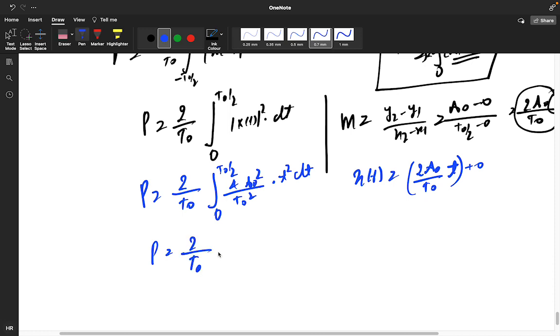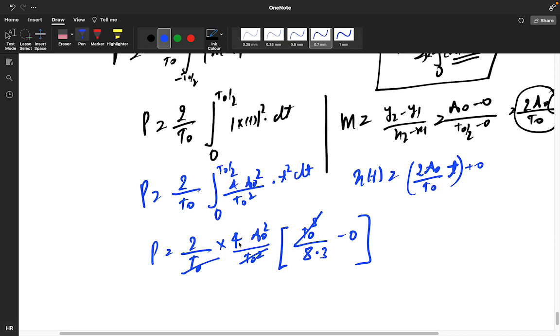2 divided by t naught. I will tell you the shortcut also, don't worry. 4 a naught square t naught square t cube by 3. So t naught cube by 8 minus 0 you will get, and divided by 3 will also come. Integration of a t square is t cube by 3, and after putting the limit you will get t naught cube by 8 divided by 3.